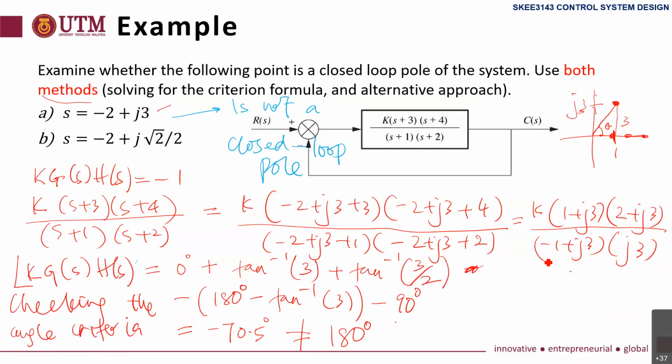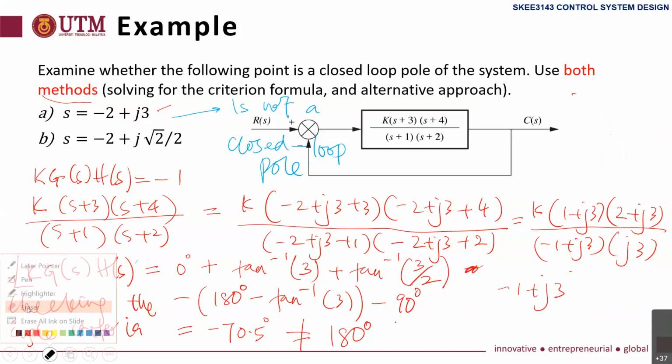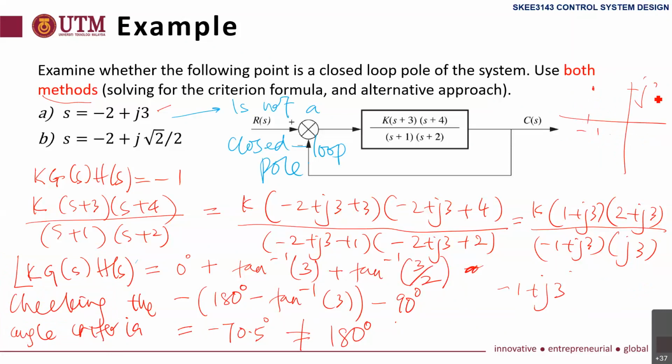This is just to show how to find the angle of minus 1 plus j3. I draw here, minus 1 plus j3 is here. The one that you were asking about is just this one. I want to find this angle, theta. Theta is 180 degrees minus tangent inverse 3. That is the one.